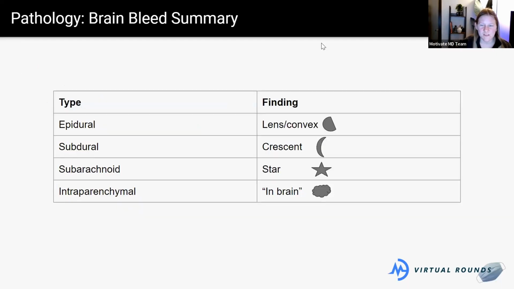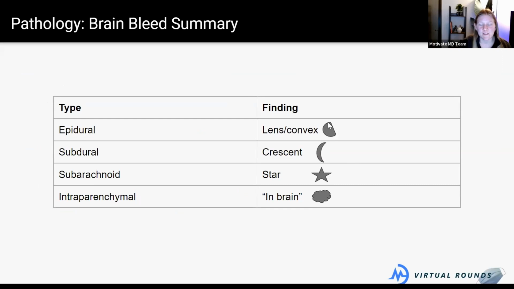So just to summarize the types of bleeds and what you would see on a CT scan: epidural hematoma is going to be a convex lens, this kind of weird oval shape. This is the best that I could find on Google Slides because I made these shapes myself. Subdural is going to look like a crescent shaped lesion. Subarachnoid is going to give us that star shaped lesion. And the intraparenchymal is just going to kind of look like that weird cloud-ish looking thing here.